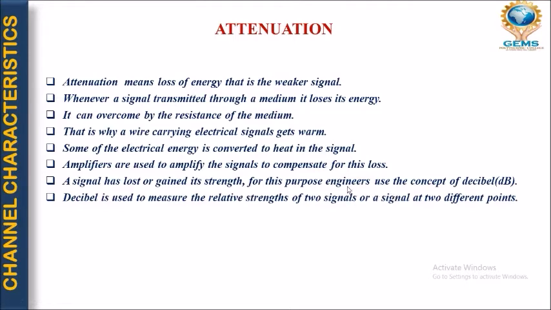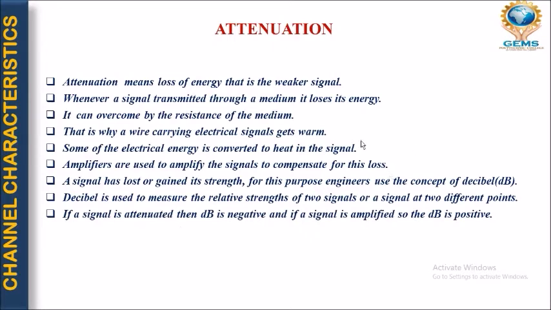measure the relative strength of two signals, or of a signal at two different points. That means the strength between two signals is also calculated by decibel, or the characteristics of the transmitting signal at two different points. Okay, fine. If the signal is attenuated, then dB is negative. Decibel shows a negative value if the signal is attenuated.